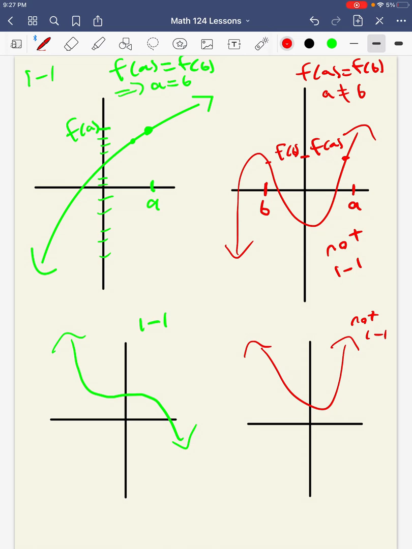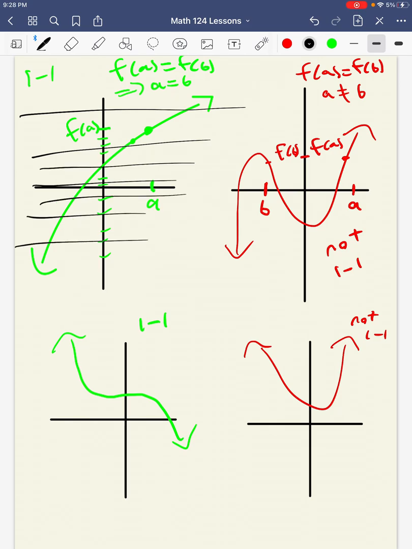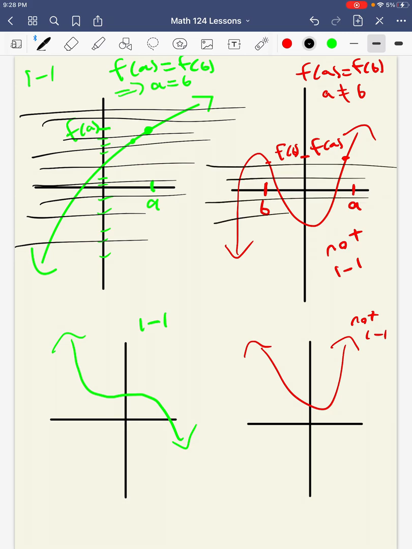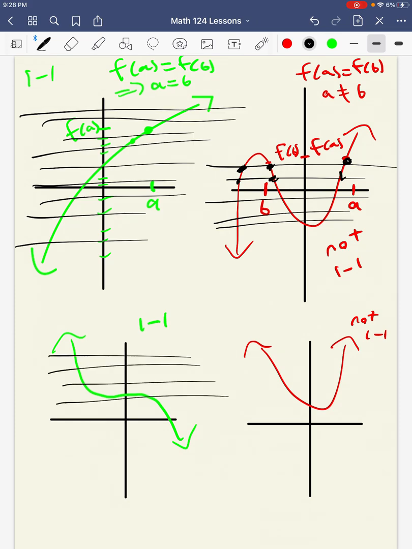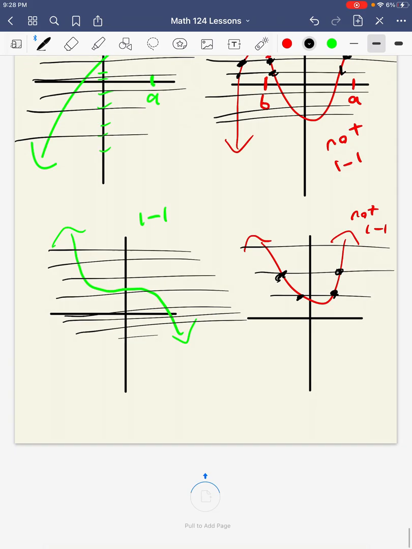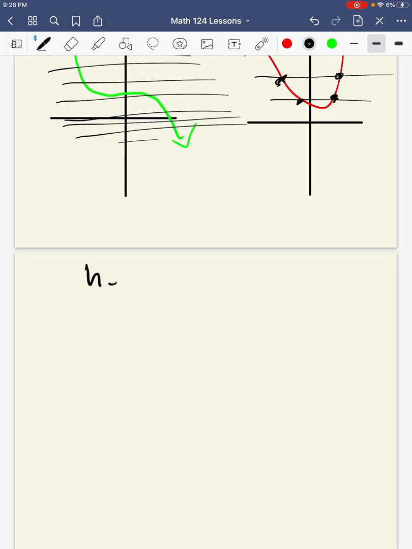So maybe you noticed a pattern here. Whenever a graph is 1 to 1, notice how we could always draw a horizontal line, and that horizontal line will only touch the graph at one point. However, if we draw horizontal lines in these non-1 to 1 graphs, the horizontal lines will touch the graph more than once. Right? So here in green, the horizontal lines only touch the graph at one point. And here we could find horizontal lines that touch the graph at more than one point. This is called the horizontal line test. The horizontal line test is the following.